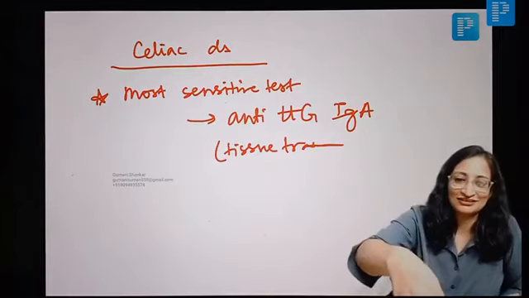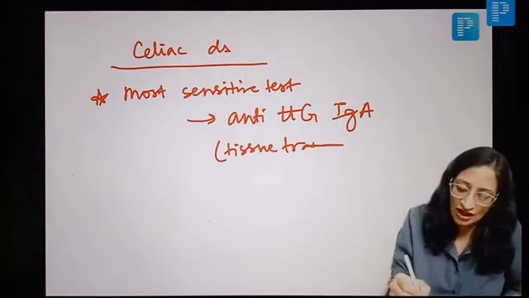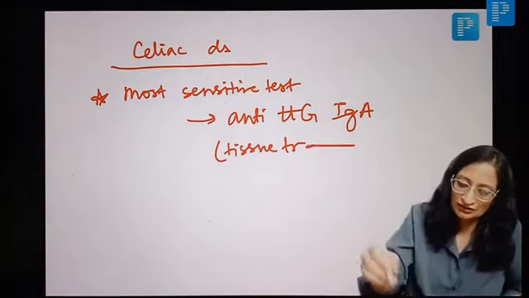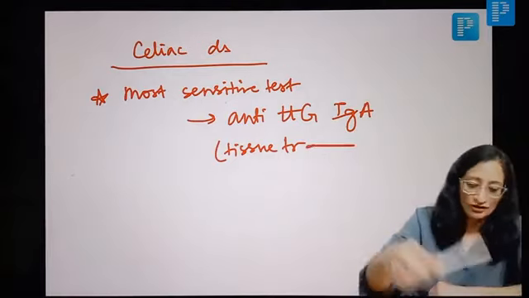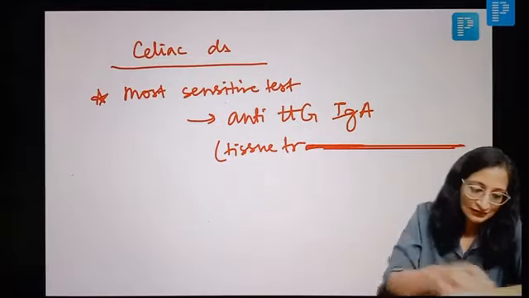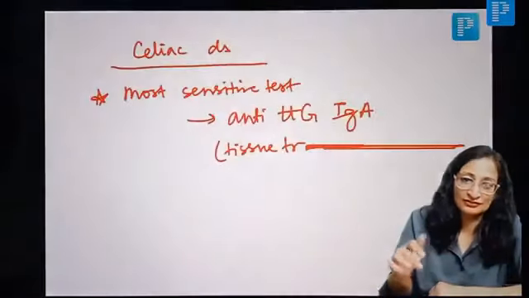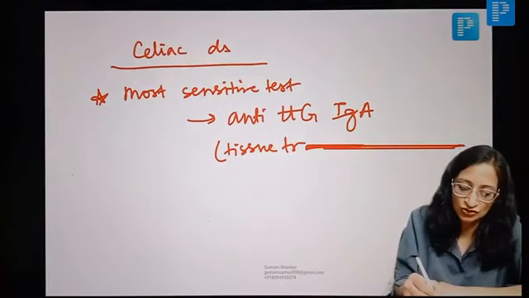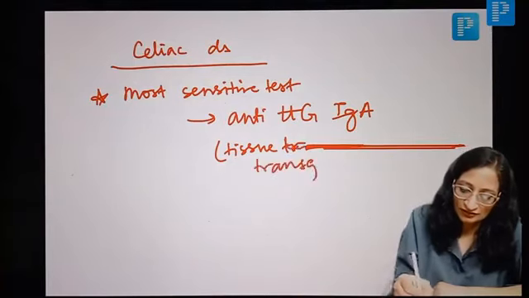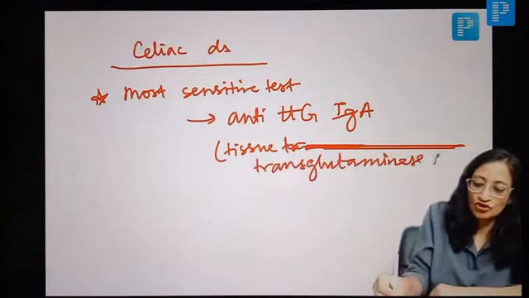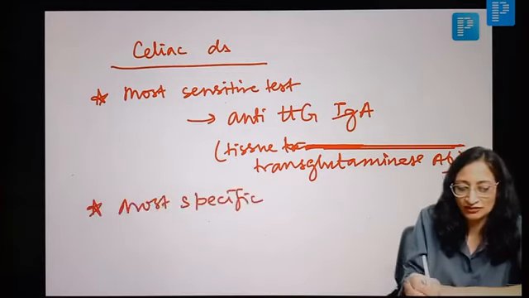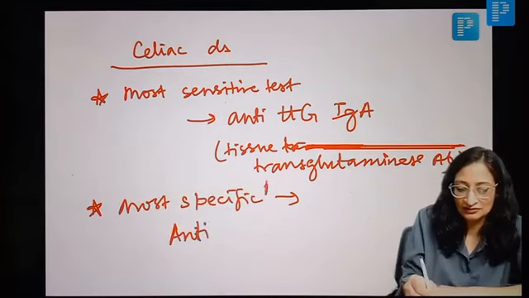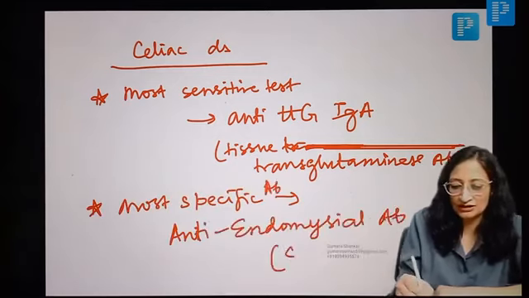It's not working. Right. So it is anti-tissue transglutaminase antibody. Just a minute, please. Let me just come back. Okay, so anti-TTG is anti-tissue transglutaminase antibody. And the most specific antibody is anti-EMA, that is anti-endomysial antibody. Anti-endomysial antibody, or anti-EMA.